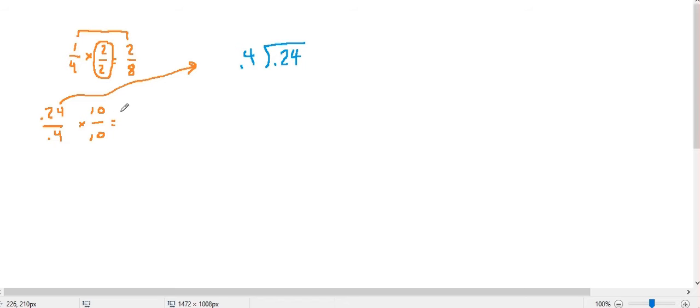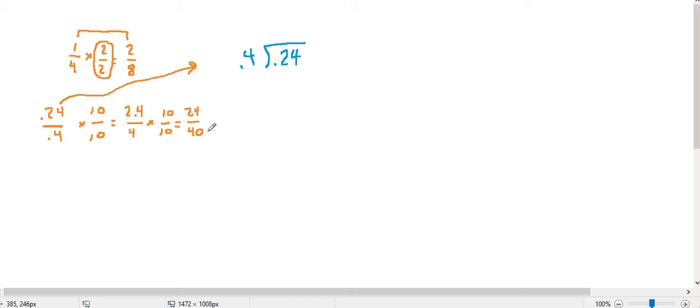24 hundredths times 10 is, I believe, 24 tenths. 4 tenths times 10 is 4. I like that a little better, but I think we can still make it better. Let's multiply this by another 10. Now I get 24 over 40.